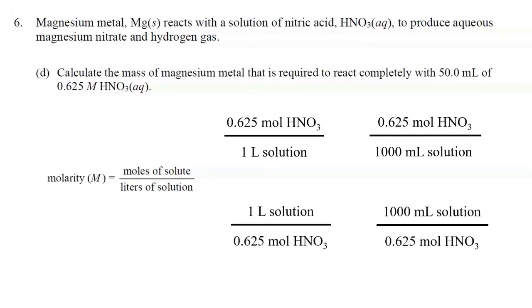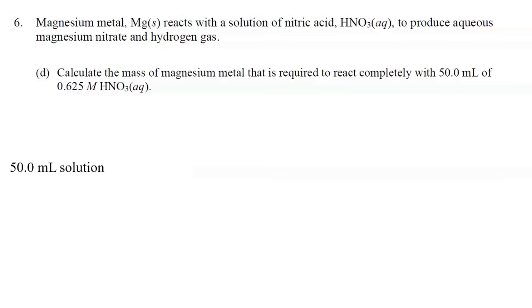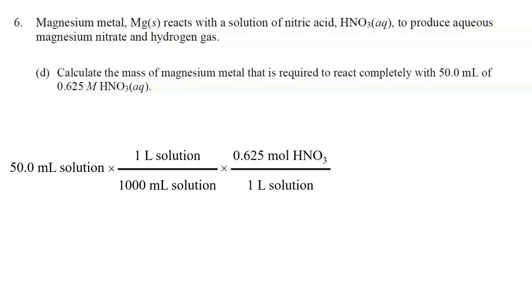It might be helpful to take the molarity and treat it as a conversion factor with moles of solute on one side of the line and volume of solution on the other side. That way it can be useful in your stoichiometry calculations. We're going to start with 50.0 milliliters of this solution, and we're going to eventually end up with grams of magnesium. So the first step might be to go from milliliters to liters. We divide by 1,000 to do that. Then we could go from liters of solution to moles of nitric acid. So 0.625 moles of nitric acid per liter.